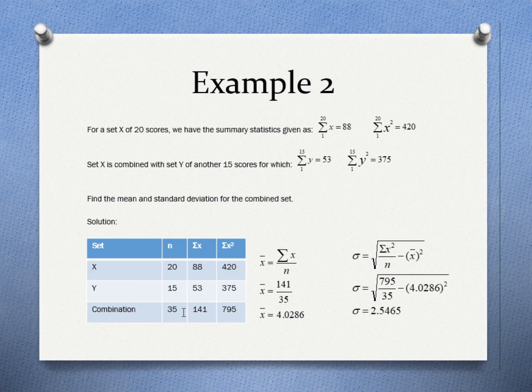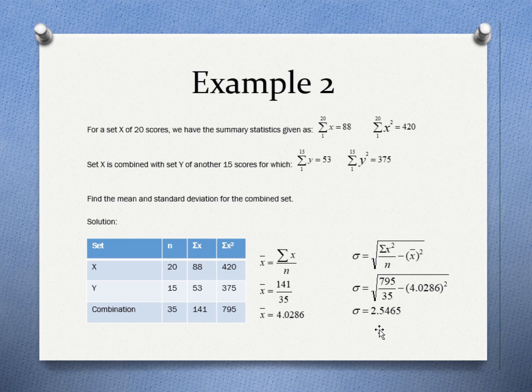So now you see you have 2 sets, right? One is 20, one is 15. So your combined set will be 35. Same goes to sigma x, you add it up. Same goes to sigma x squared, you just add it up. All right, then you're back to square one, doing whatever you did in semester 2, where you will apply the formulas that you see here in front of you. You apply the formulas and calculate the mean and standard deviation. So that is how you find combined mean and combined standard deviation.